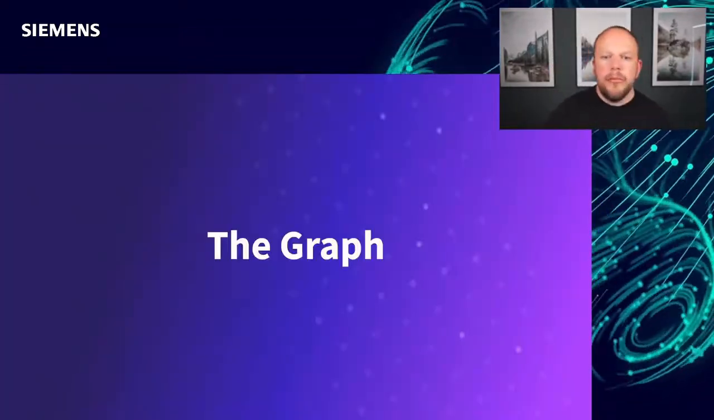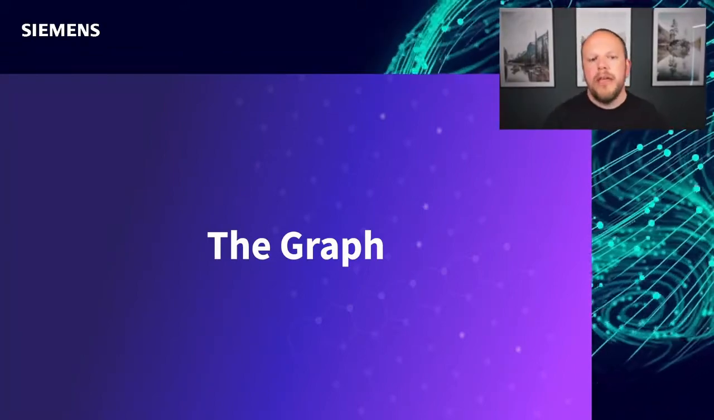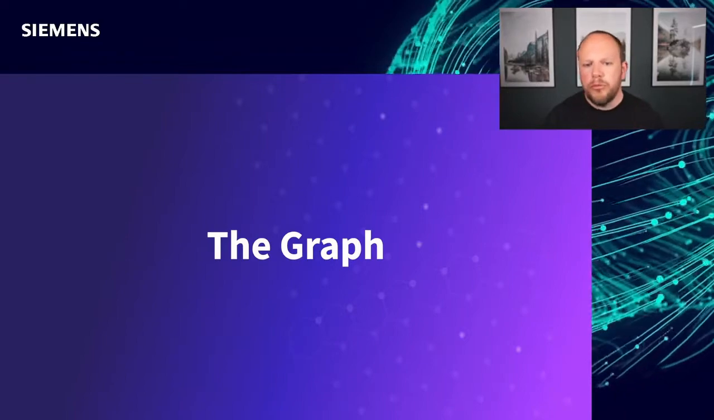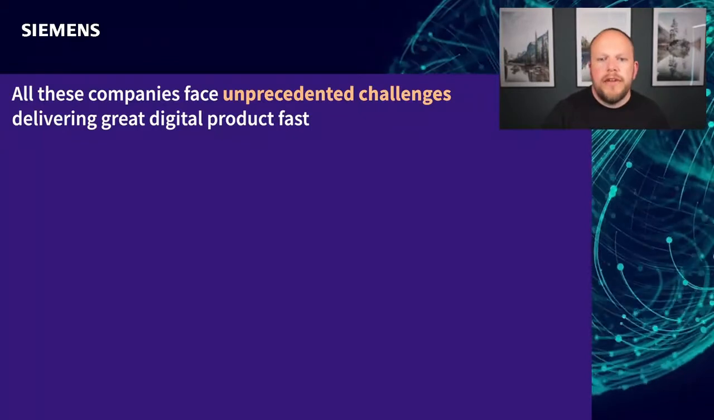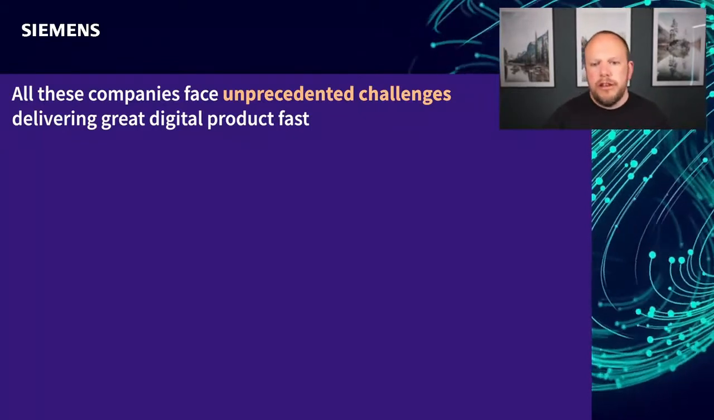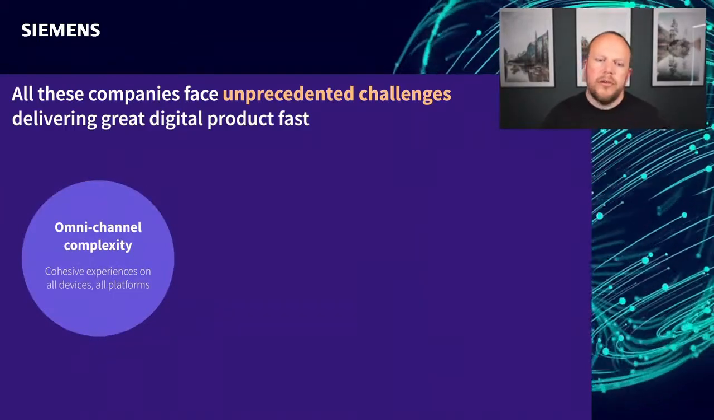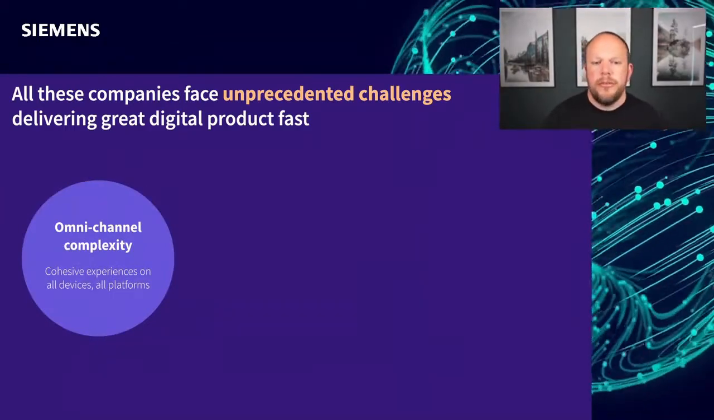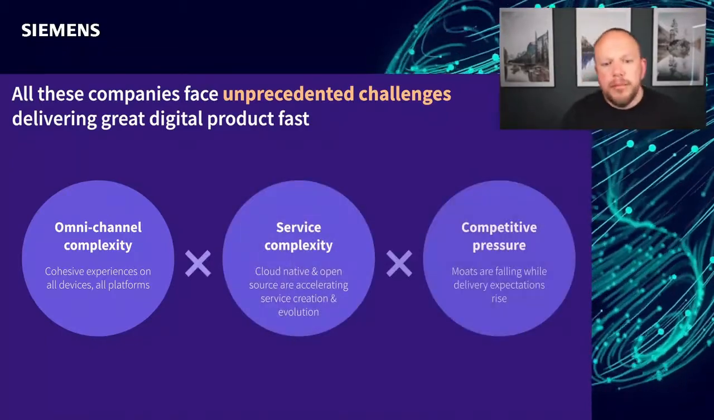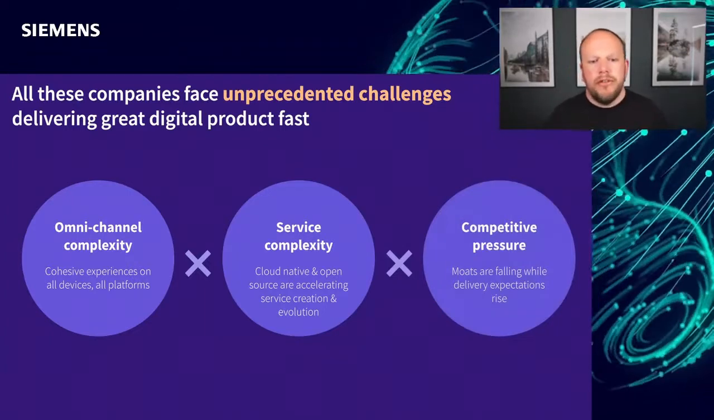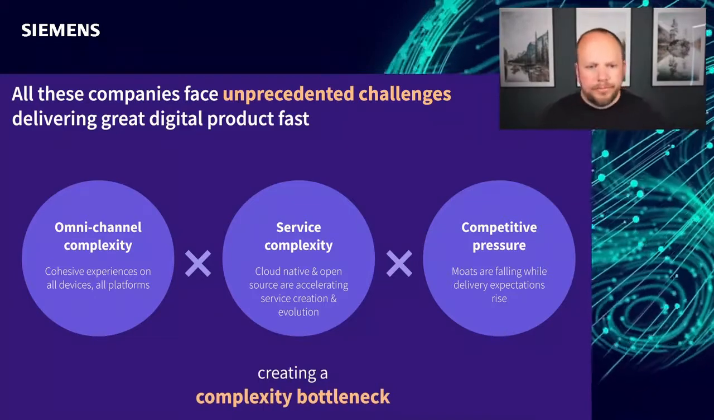All of these companies, and many more like them, have chosen to make the graph the foundation of their digital product development strategy. But what's driving all this adoption? What wasn't working with the status quo? Well, all these companies, unlike yours, are faced with three daunting challenges when it comes to delivering great digital products at speed. The complexity of an ever-growing set of devices and channels, all demanding a cohesive and coordinated customer experience, multiplied by the explosion of new services, and then multiplied again by the ever-increasing competitive pressure and delivery expectations, lead to a complexity bottleneck within organizations.